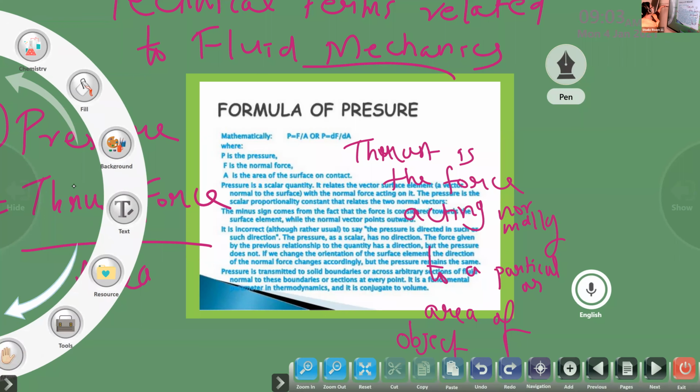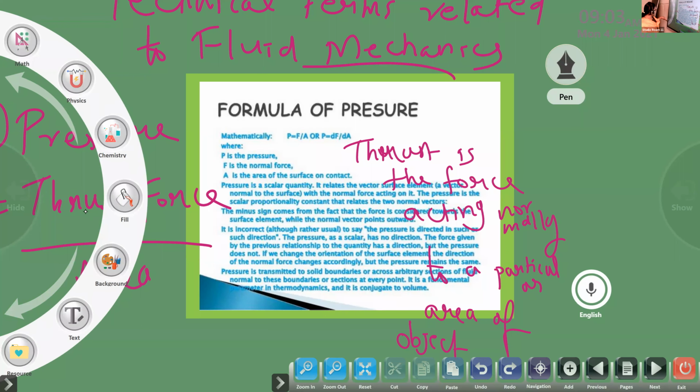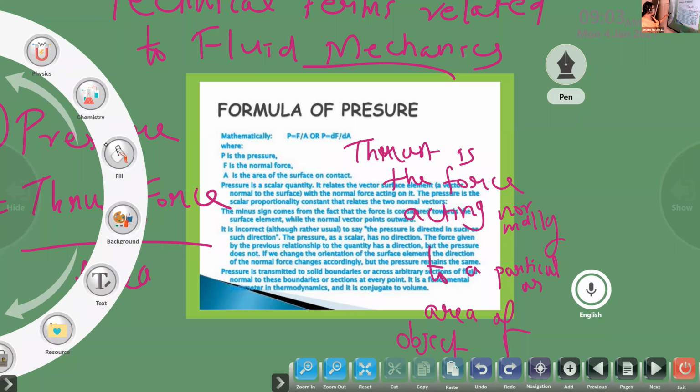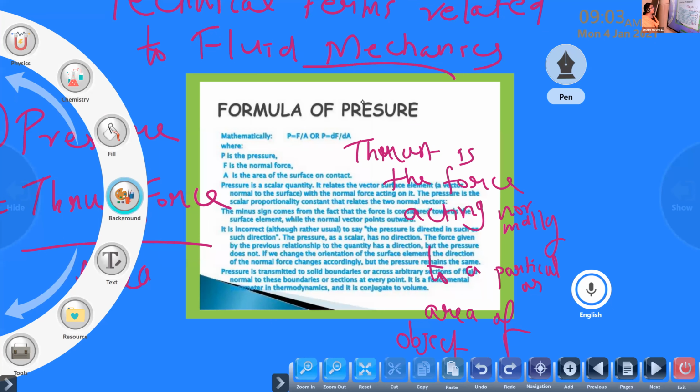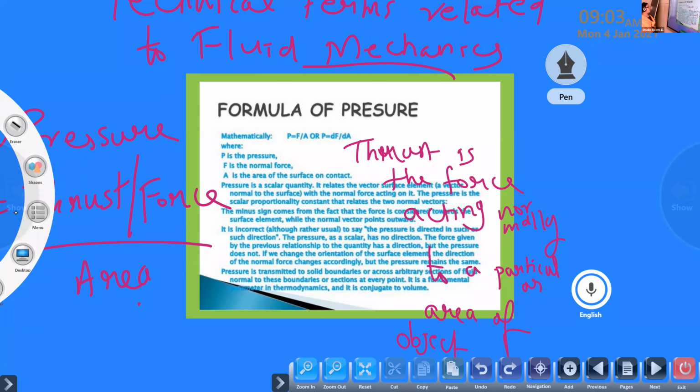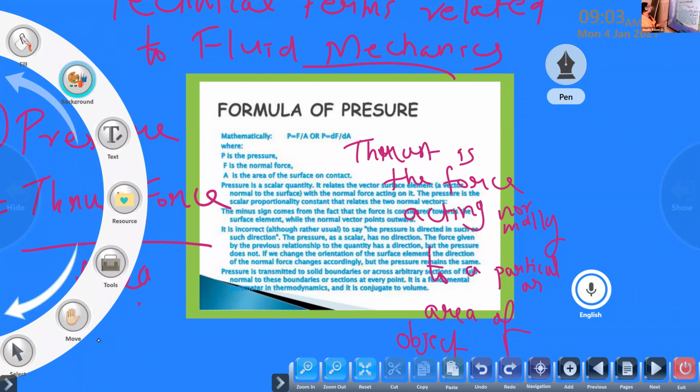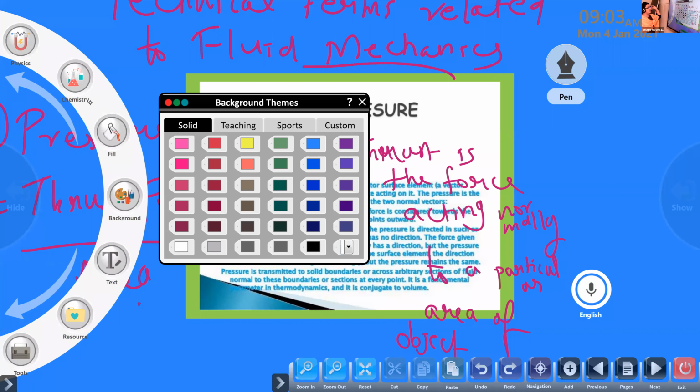That is the difference between our usual force and the thrust. Because it is not necessary that the usual force should act normally every time. It can act sideways, horizontal, vertical, whatever it is. Thrust means it is acting perpendicular, always at right angles. So when you talk about pressure, pressure is the thrust or force acting per unit area.